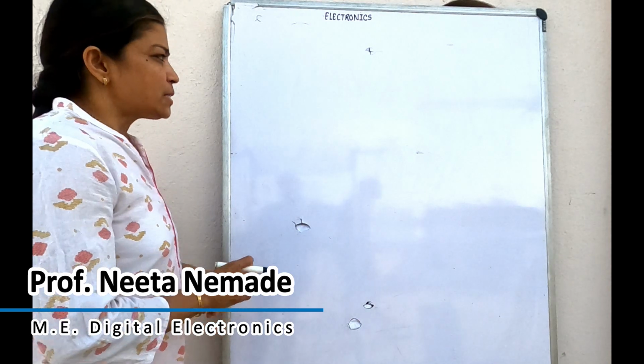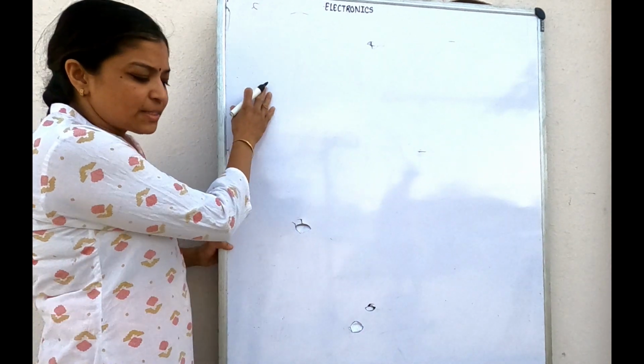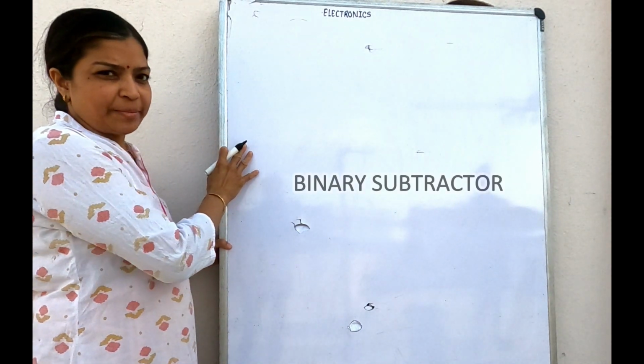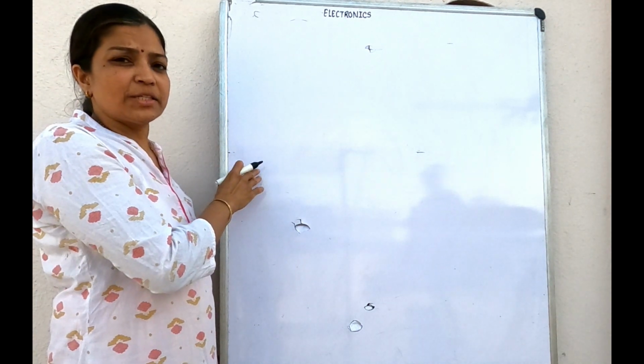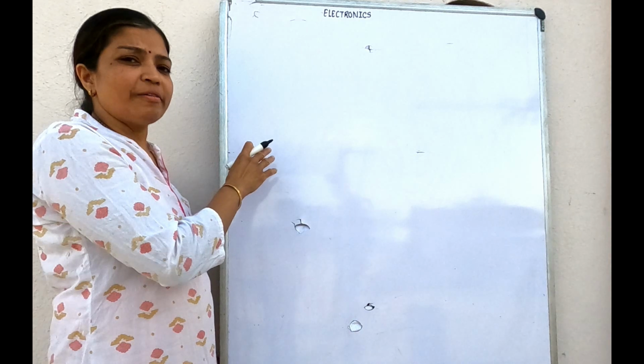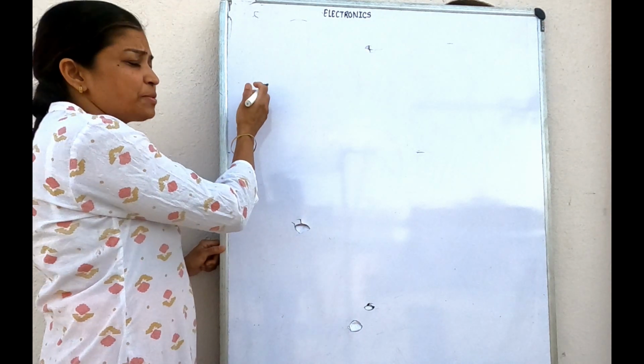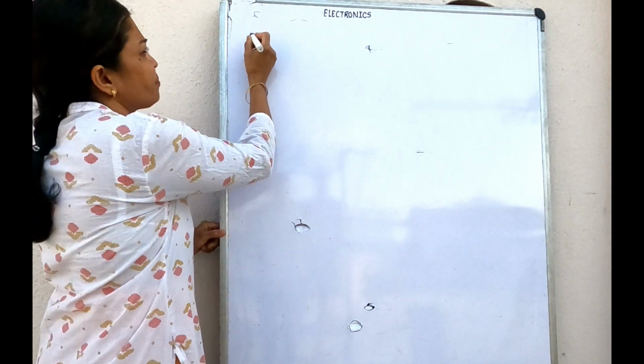Today we will study design steps for binary subtractor. Already we have seen in the first lecture adder. Today we will see the subtractor as half subtractor and full subtractor.